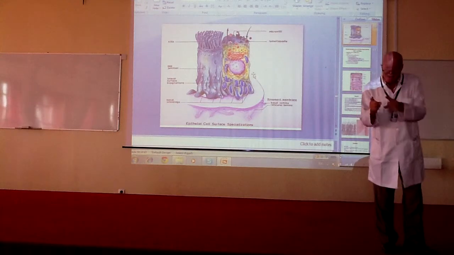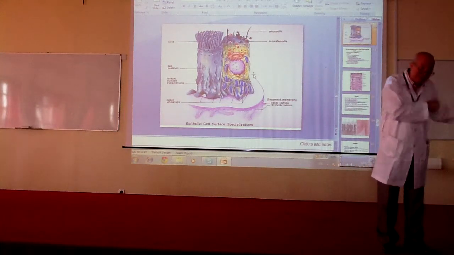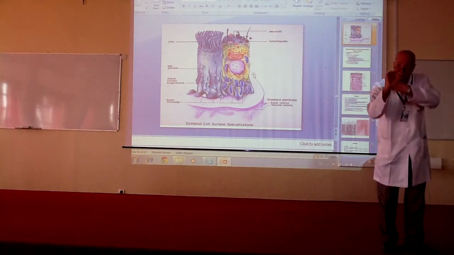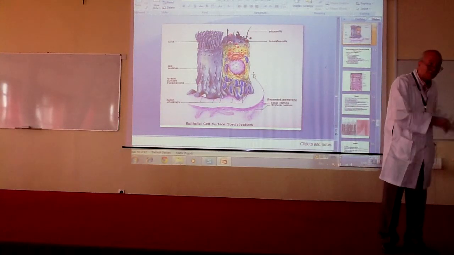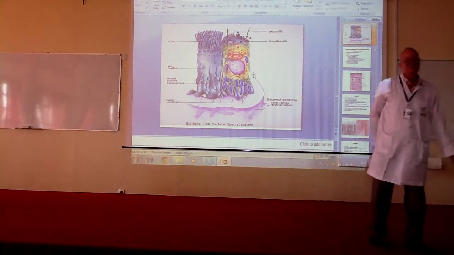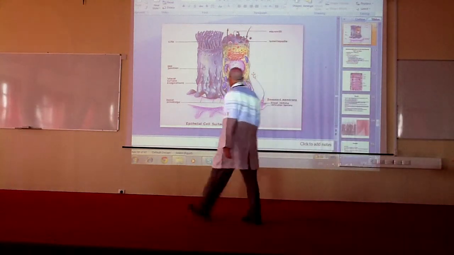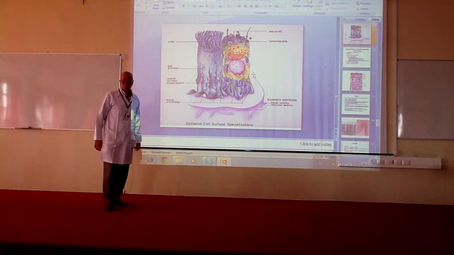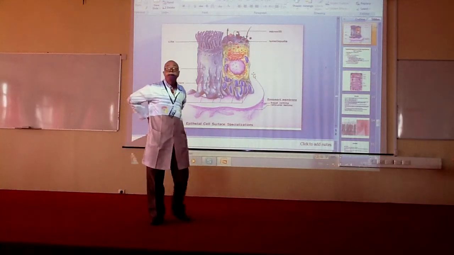Can it transmit amino acids from one cell to another? Yeah. Small molecules can go from this cytoplasm to that cytoplasm? Yes. This is the gap junction. What is the third type of junction? Desmosome.